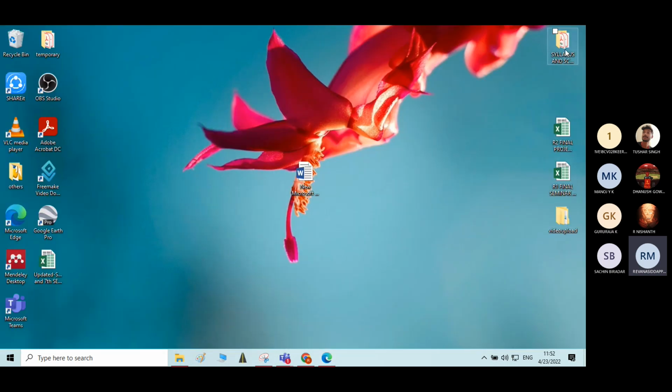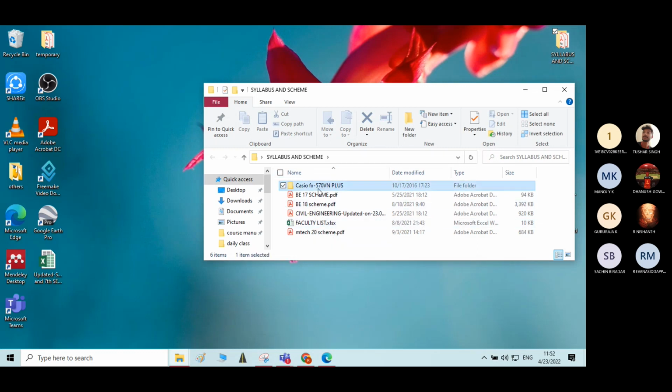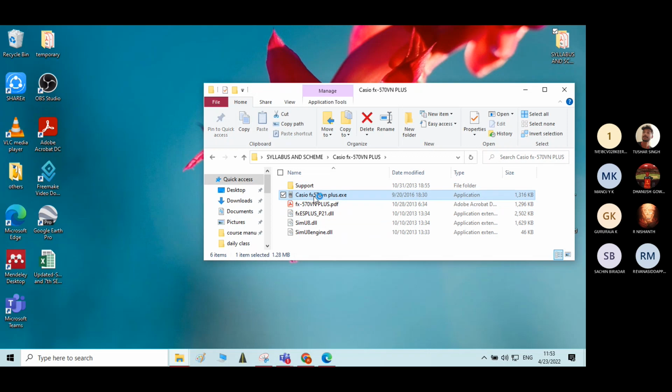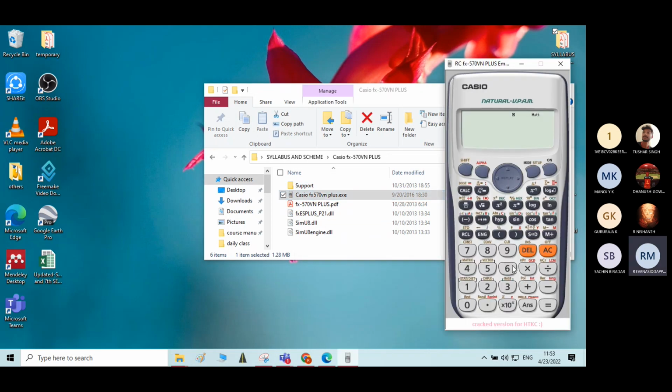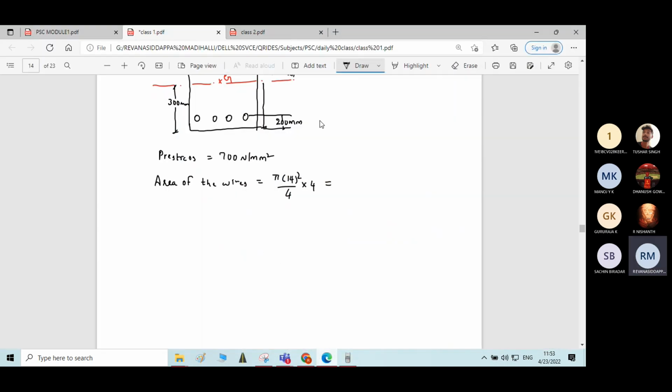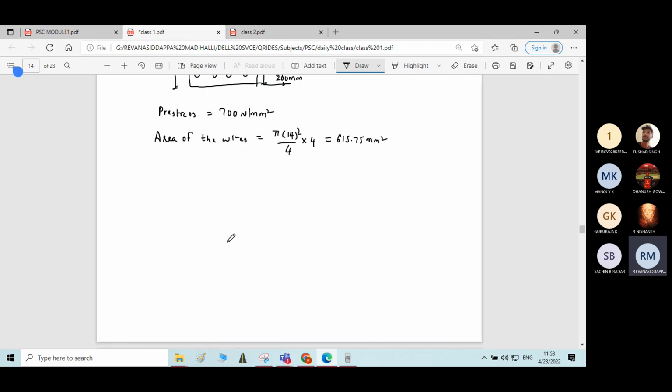Here I have not written the answer. Let me calculate. So pi into 14 mm square divided by 4, there are 4 numbers, into 4. So answer will be 615.75 mm square. Okay. So stress in the wire is known. Area of cross section of the wire is known. So stress multiplied by area will give pre-stressing force in the wires.